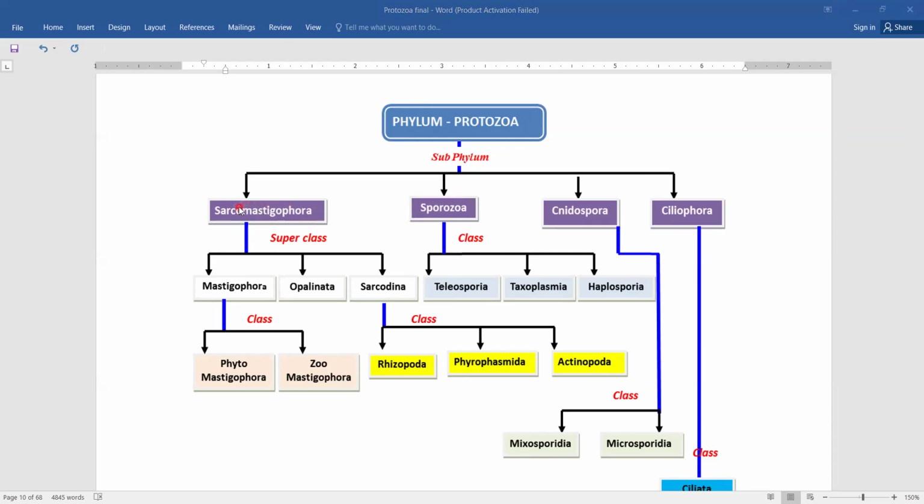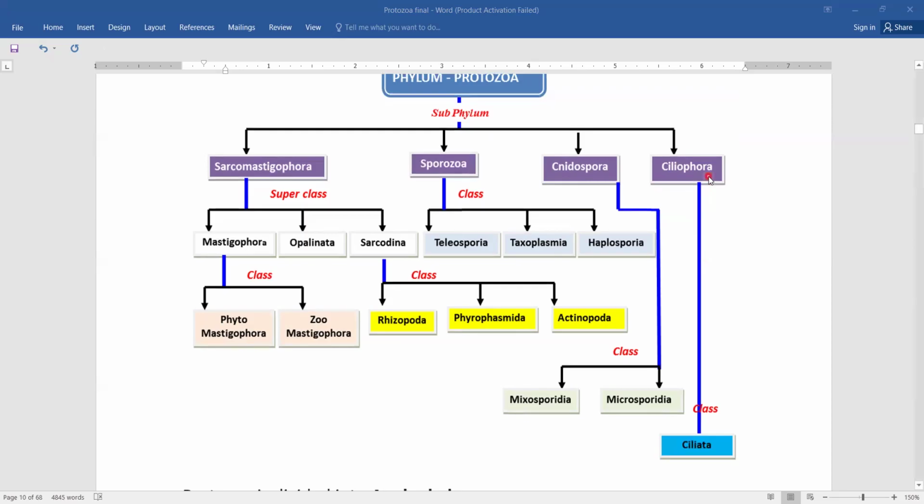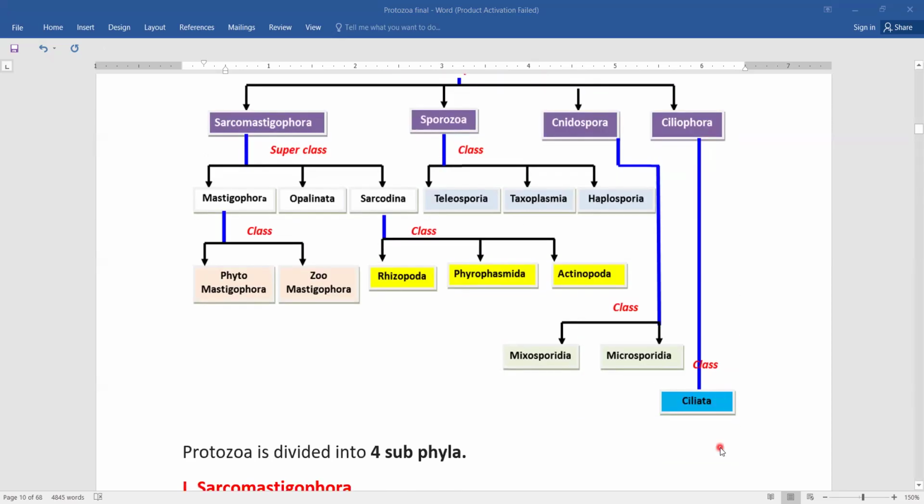So protozoa is divided into four subphyla. You should at least remember these four terms: Sarcomastigophora, Sporozoa, Cnidospora, and Ciliophora. Let's go the easy way. In the last one, Ciliophora, only one class is present. You remember that: Ciliata, that's all. We need just classes, no subclasses, no orders for our syllabus.